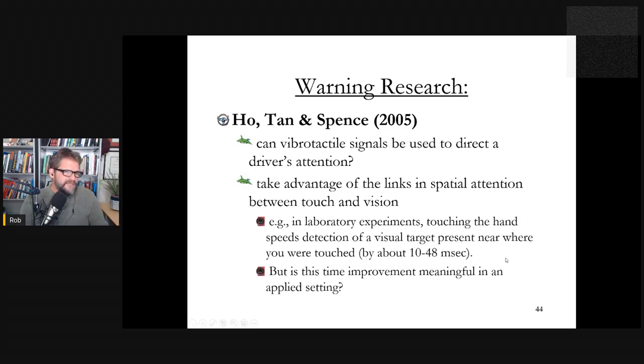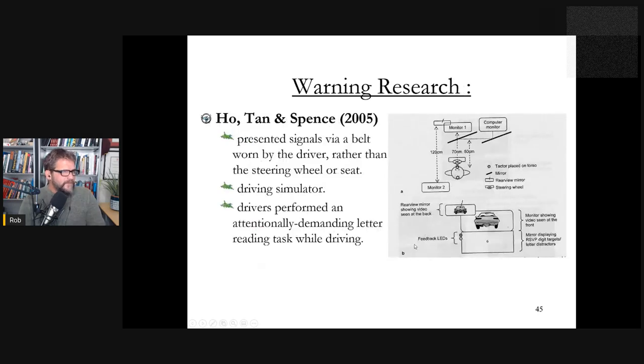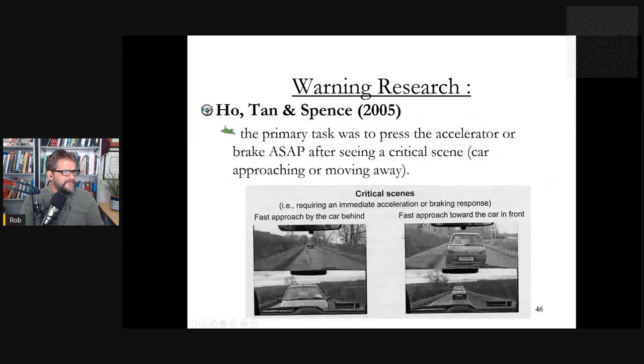There's lots of basic research showing that this works. What they did in this study was have a person driving in a simulator. They presented the warning as a vibration on your seatbelt. They were driving, and their task was, if the car started to go away from you, you had to accelerate. If the car started to come towards you, you were supposed to hit the brakes. And they gave a warning, this vibration through the seatbelt, to tell you what was happening.